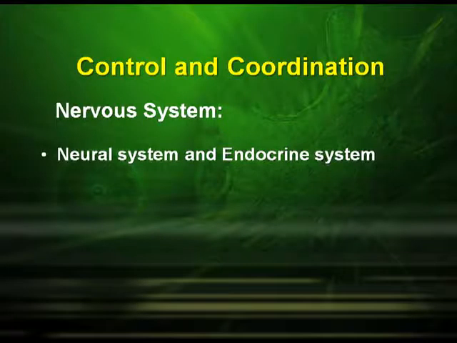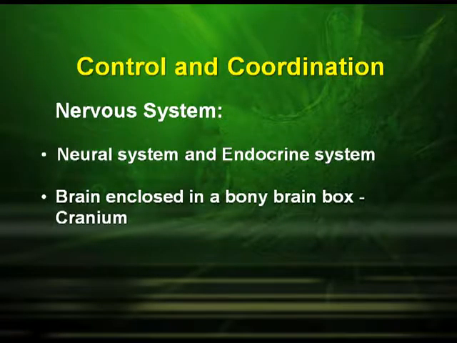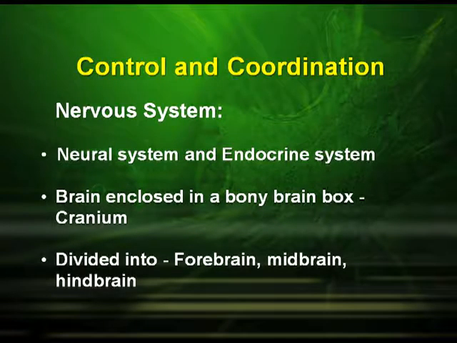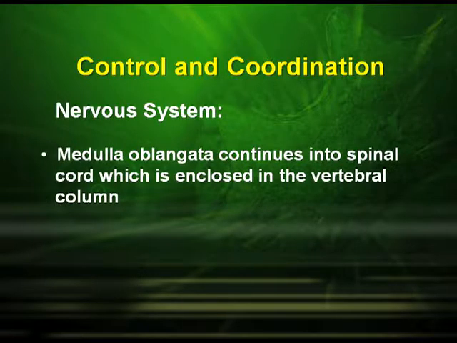Control and coordination in frog. The nervous system and endocrine system play a very important role in frogs. The brain is enclosed in a brain box which is called the cranium, which is divided into forebrain, midbrain and hindbrain. The medulla oblongata continues into spinal cord, which is enclosed in the vertebral column.